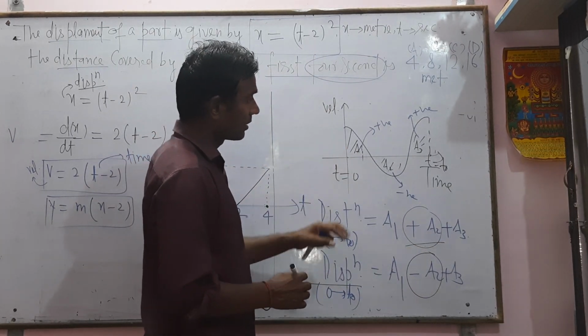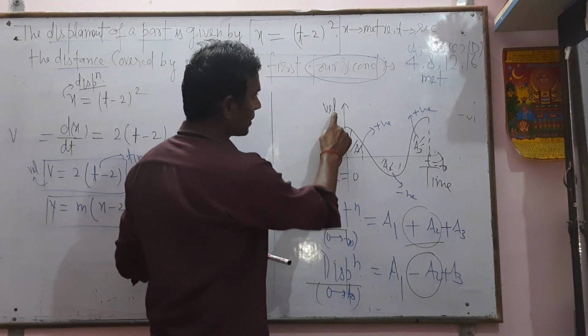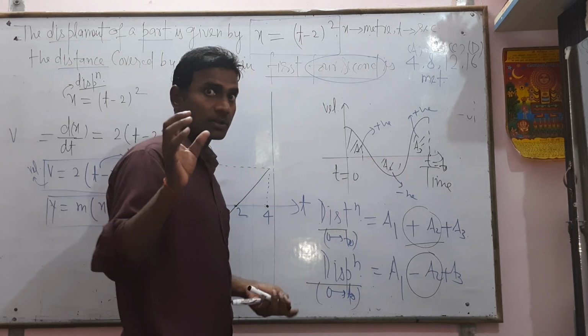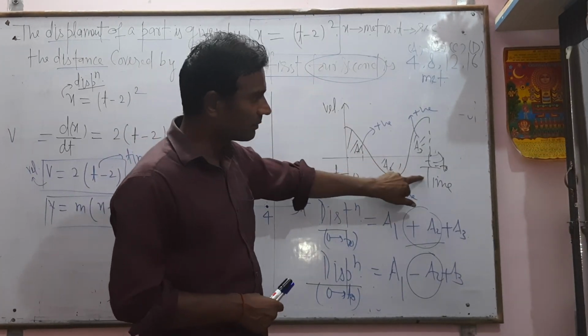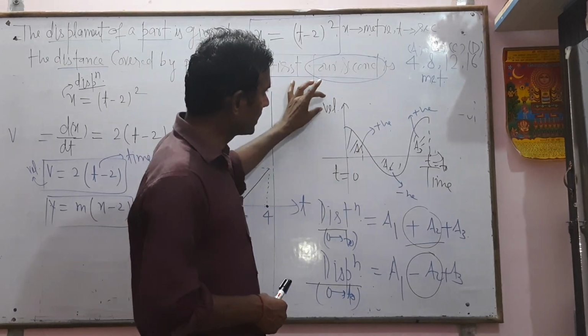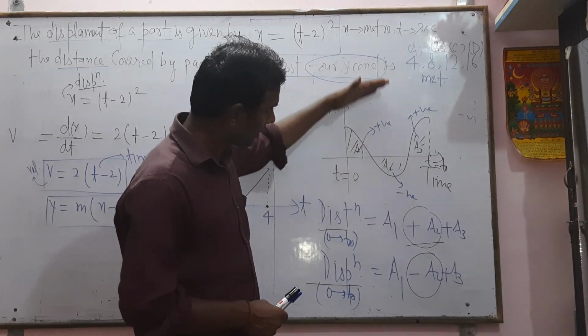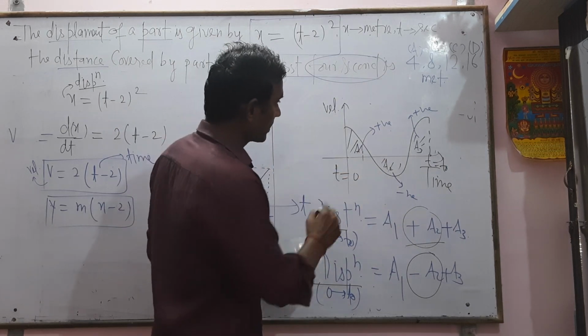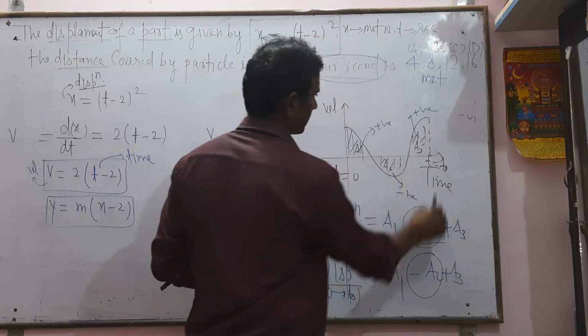So this is the area. The area will be what? This is velocity and time. This concept will always apply when velocity is the y-axis and time is the x-axis. If time is that number, then velocity will be that number, so the area will be covered under that number.